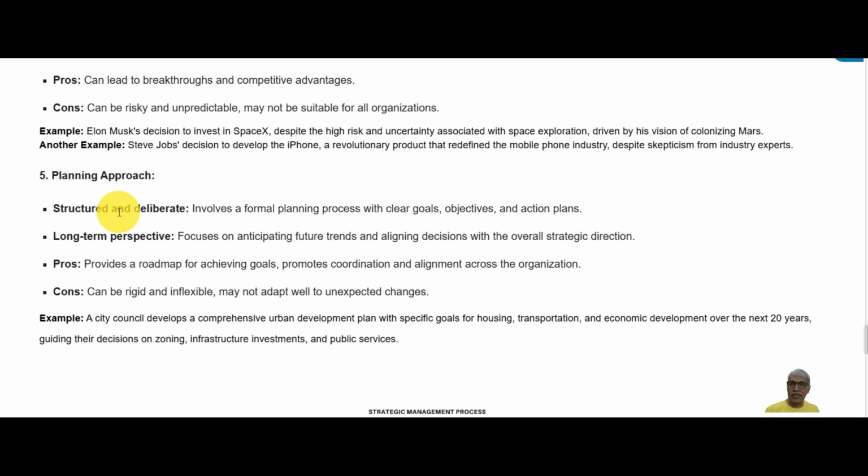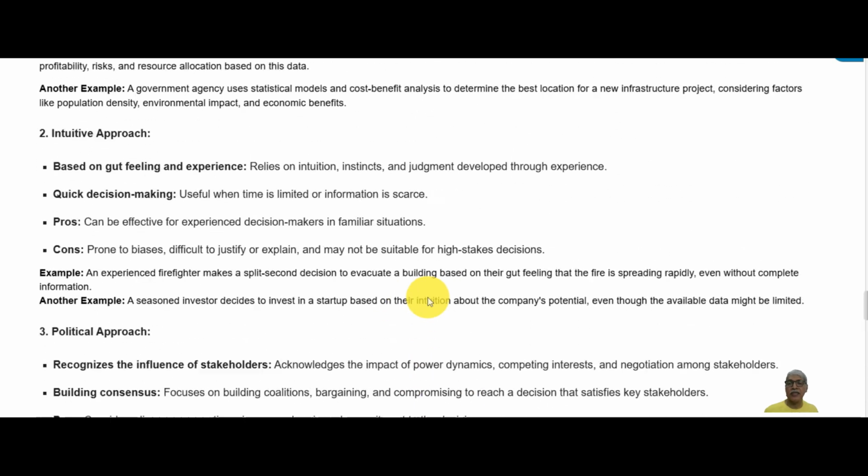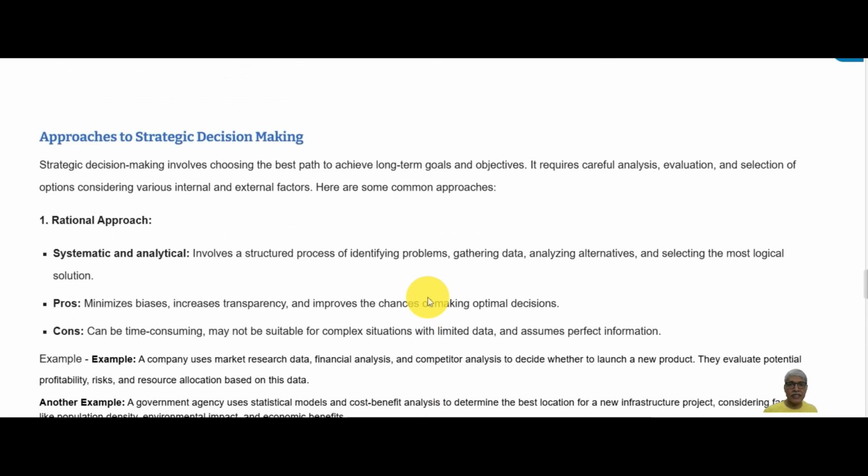Here it is structured and deliberate. It involves a formal planning process with clear goals and objectives. And this is basically a long-term perspective because you need to anticipate a lot of future trends. But there are a lot of pros for this because it provides the roadmap for achieving goals and promotes coordination. But there can be cons also. Sometimes because of these rigid decisions or these inflexible decisions, some of the changes may not be acceptable to the society. So these are certain approaches to strategic decision making.